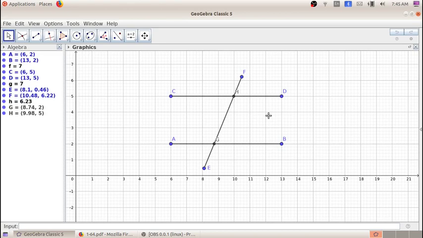So what do you mean by transversal? You may have already studied it in your mathematics class. In this diagram, this intersecting line is known as the transversal.